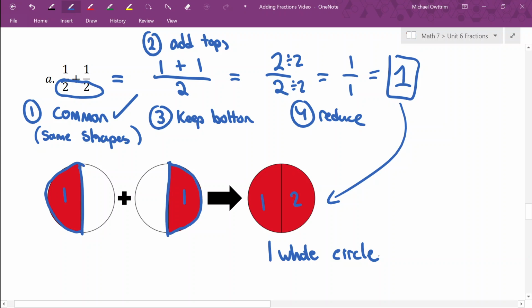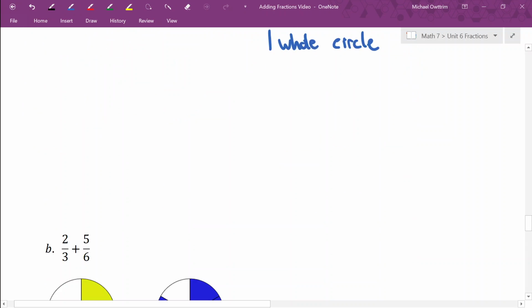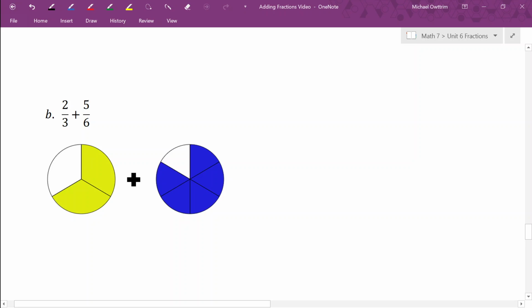Okay, so make the bottoms common. In this case, they already were, which means we have the same shapes as each other. We're going to add the tops, put those pieces together. We're going to keep the bottom. The bottom tells us the shape. Putting pieces together does not change their shapes. And then we'll reduce to a simplest answer. That one's pretty easy. Let's go ahead and take a look at a little bit harder one here.